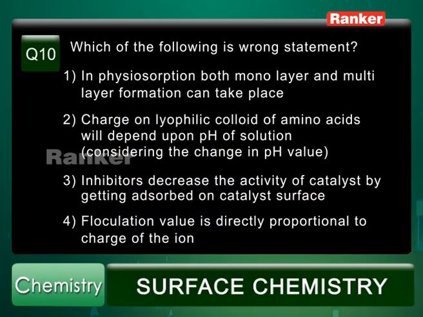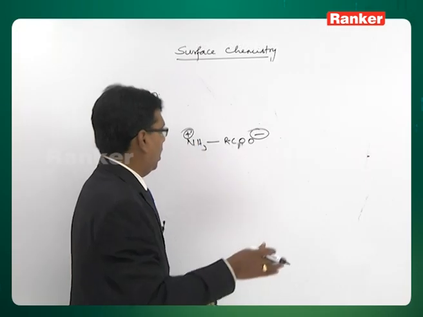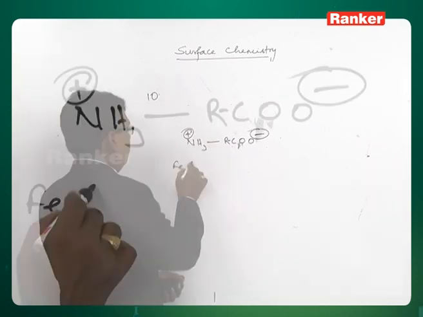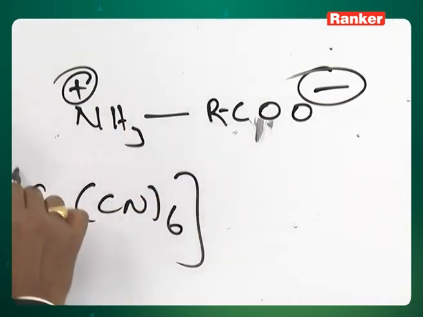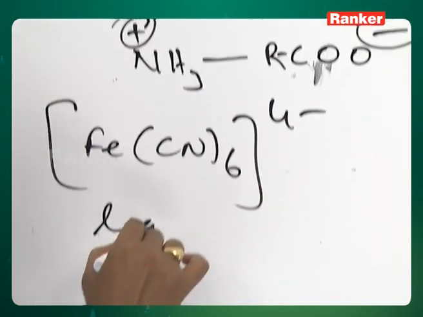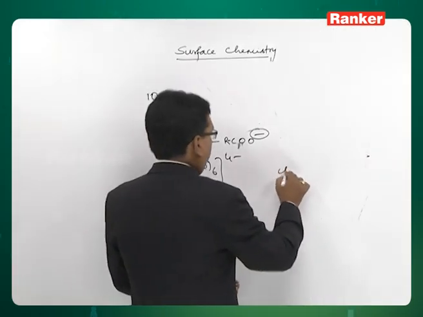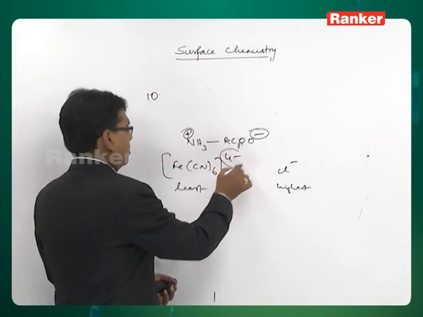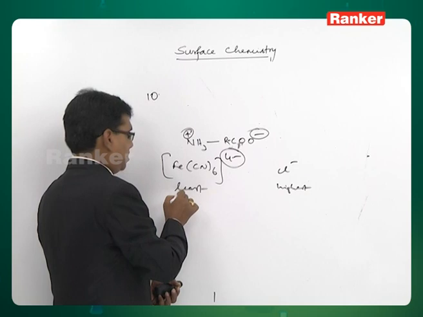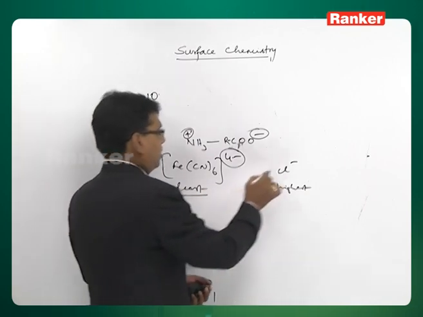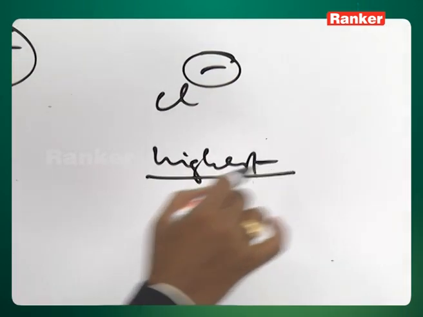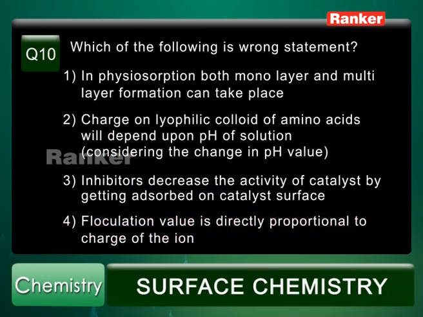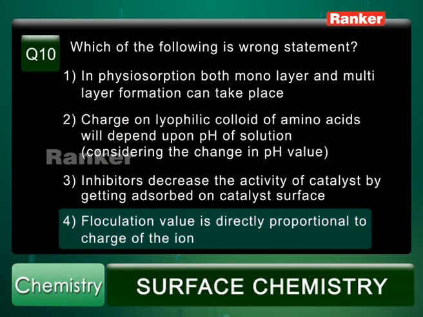And flocculation value is directly proportional to the charge of the ion. Flocculation value is inversely proportional to the charge of the ion. As in the previous examples we have seen, Fe(CN)6 4 minus is the one with the least flocculation value. Chloride ion is the one with the highest flocculation value, because its charge is lowest. If the charge is highest, flocculation value is least. If the charge is least, flocculation value is highest. So the correct answer is option 4.